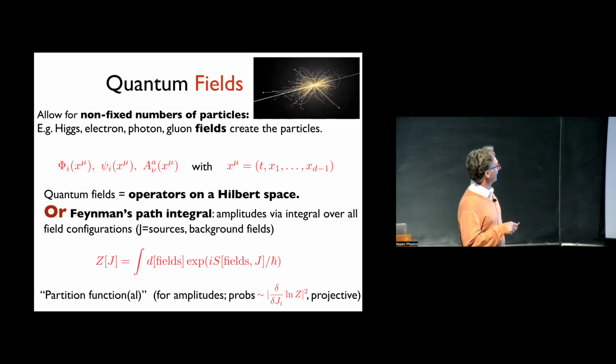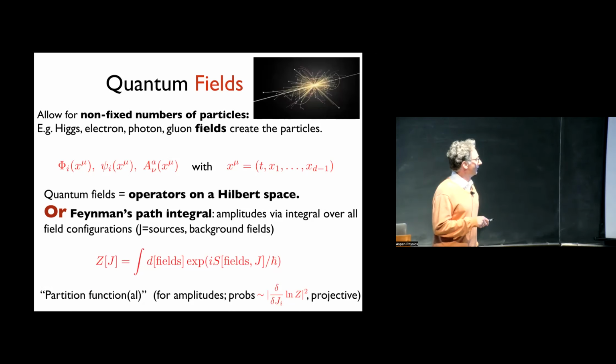And so what happens is that all of the particles that we know, the Higgs, the electron, the photon, the gluon, the things that make up us and everything around us, are all actually related to corresponding fields. So there's an electron field, a photon field, a gluon field, which create the particles and also the antiparticles. So we have these quantum fields, which as in quantum mechanics are operators on a Hilbert space.